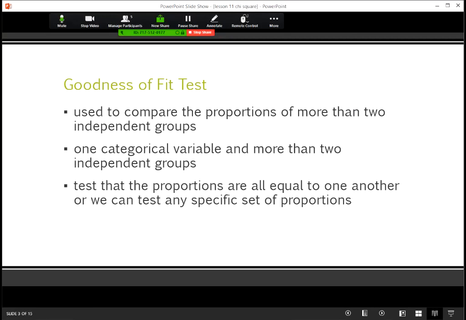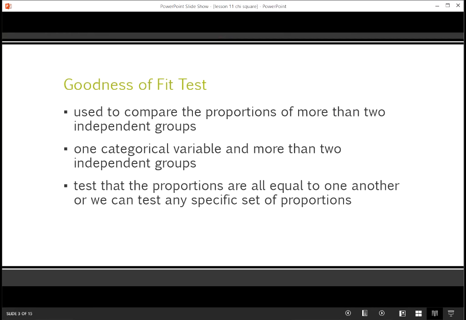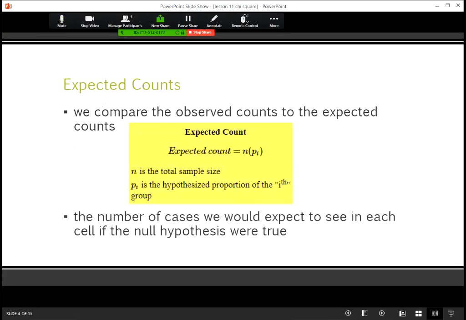But that's the main idea there. With goodness of fit, we end up putting our two independent groups on our X and Y axis. So you have your categorical variable and whatever the independent groups are, and then you're able to find, between those two independent groups, if there's some sort of relationship between them based upon the goodness of fit.